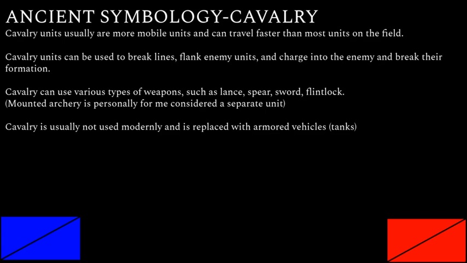Cavalry. Cavalry units are much more mobile and can travel faster than most units on the field. Cavalry units can be used to break lines, flank enemy units, and charge into enemies and break their formation. Cavalry can use various types of weapons such as lance, spear, sword, flintlock. Mounted archery is, personally for me, considered a separate unit. Cavalry is usually not used in modern times and is replaced with an armored vehicle such as tanks, and this icon in the bottom I'll be using.